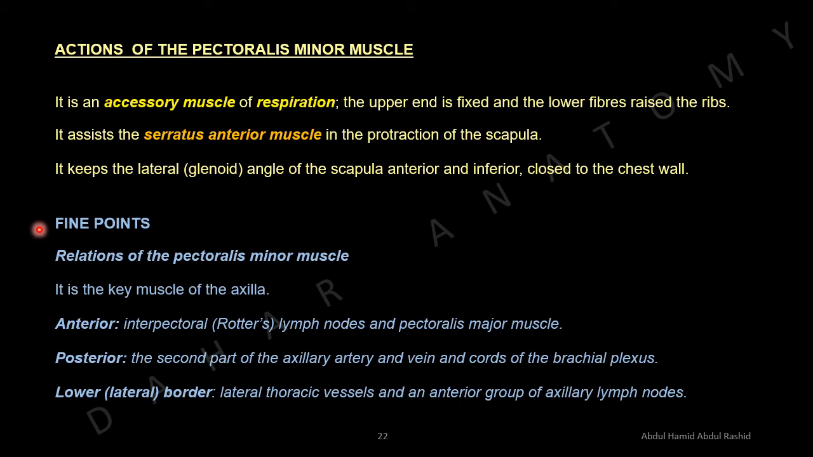Fine points. Relations of the pectoralis minor muscle. It is the key muscle of the axilla. Anteriorly, it is related to the interpectoral, that is Rotter's, lymph nodes, and the pectoralis major muscle. Posteriorly, it is related to the second part of the axillary artery, the axillary vein, and the cords of the brachial plexus. Lower, that is lateral, border is related to the lateral thoracic vessels and the anterior group of axillary lymph nodes.